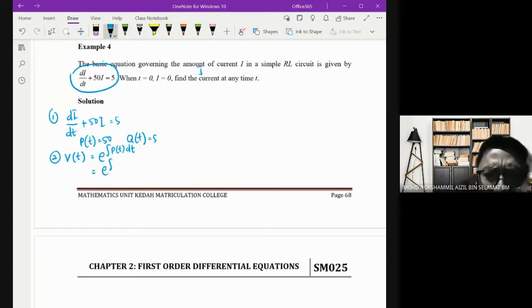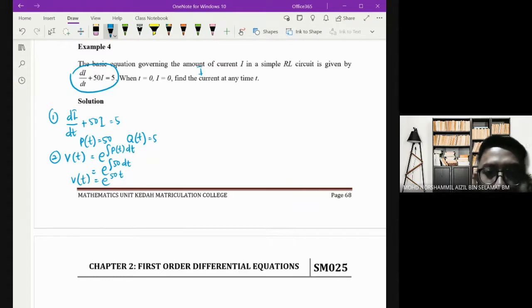Nothing, guys, just substitute. P(t) is 50. So that means exponential, integrating 50 dt, you get 50t. Exponential 50t. So this is your V(t), guys.